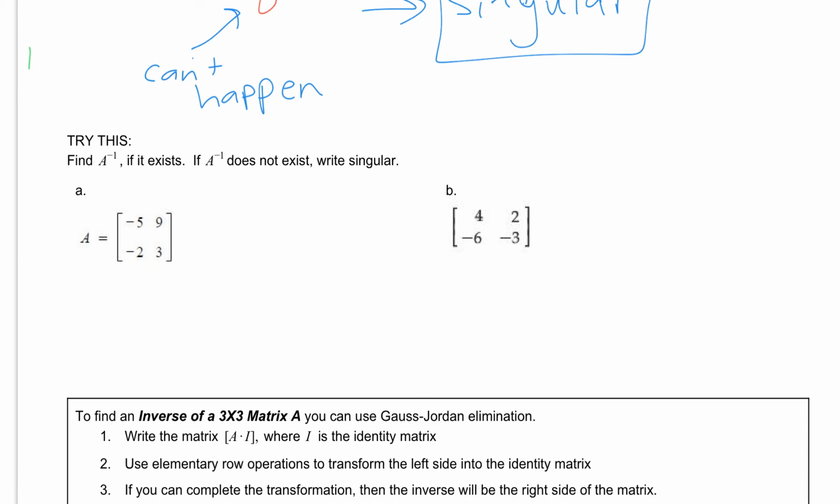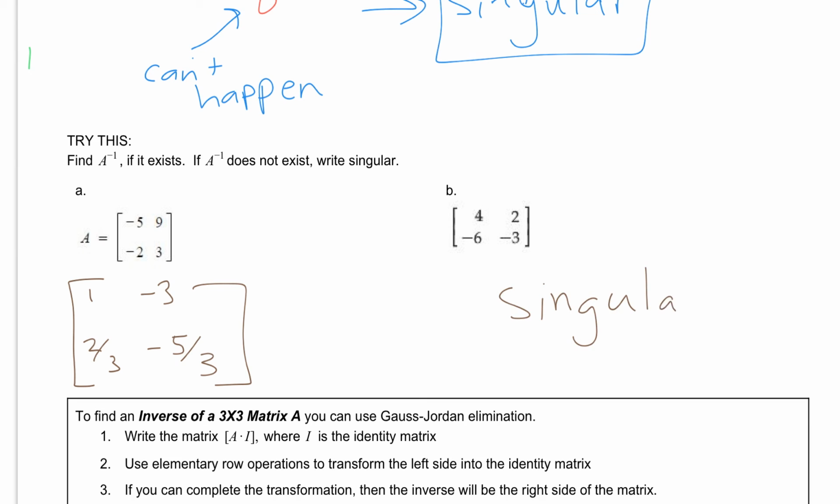If you did the letter A correctly, you should have gotten the inverse to be 1, -3, 2/3, and -5/3. And for letter B, you should have found that it's singular, meaning it does not have an inverse. If you have questions on either one of those, please raise your hand and I will come around and help you.